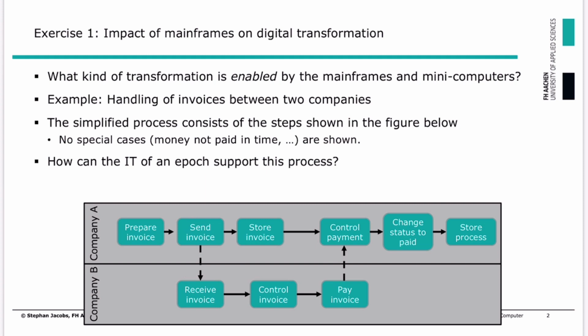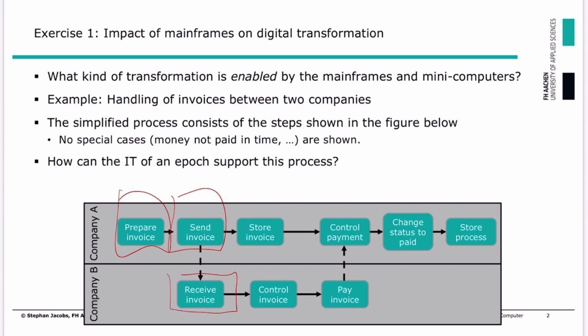So just suppose we do have an old-fashioned company in the 40s, 50s, 60s, and they have this process of invoicing. What they are doing is they prepare an invoice for a service or a product they have done or given to another company. They send this invoice. Of course, in an old-fashioned company, you put it into an envelope and send it by post to the other company.